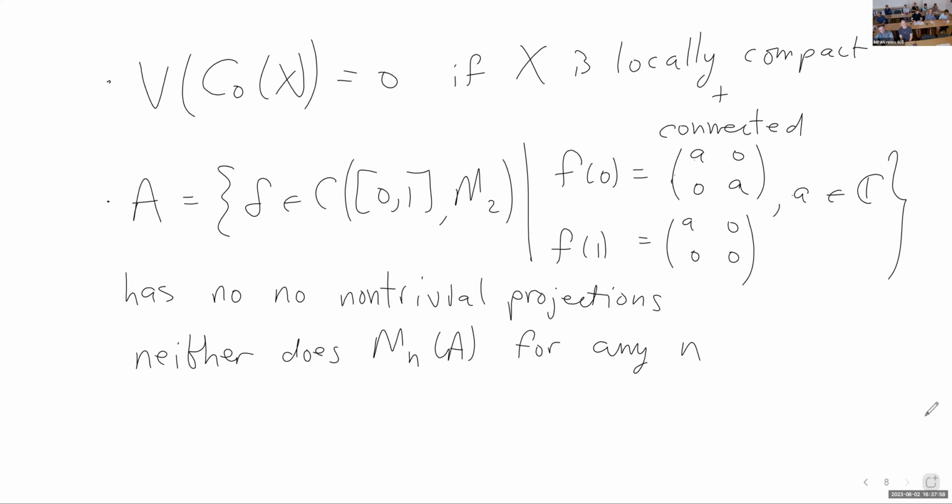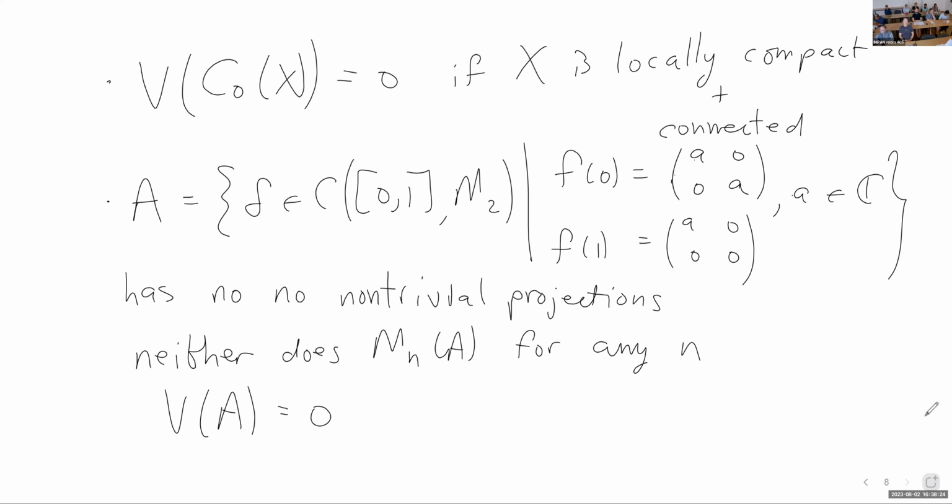These are quite important in the classification program, but as I said, I'm only going to be talking about non-unital things. And this is very much non-unital. There's no identity in this. So in this case, V of A is 0. And it is, as I said, stably projectionless. All right, so that's it for examples for now.